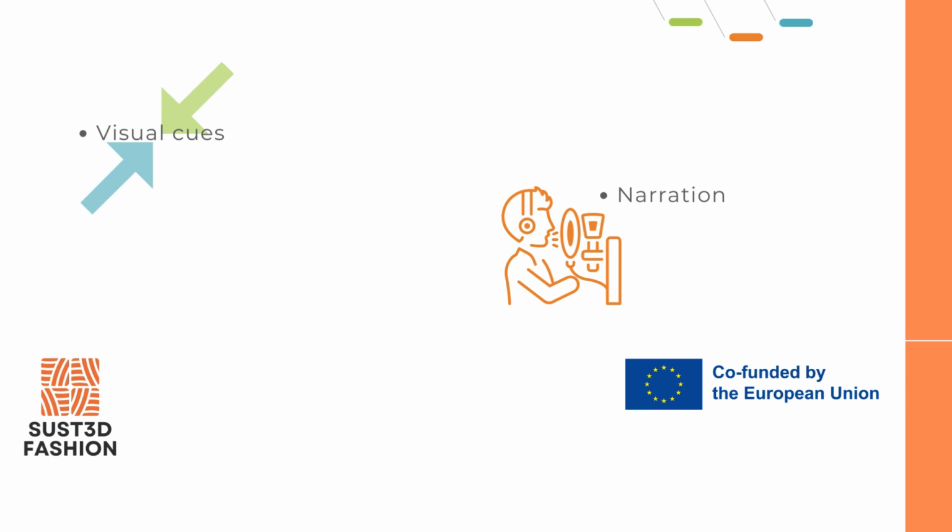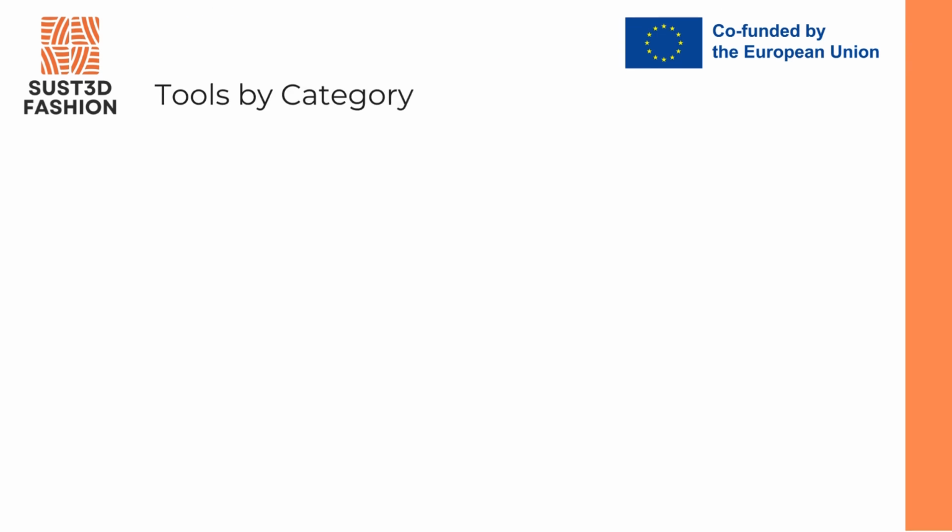Alright, let's dive a little deeper into the toolbox. There are a lot of great digital tools out there, but it helps to organize them by category. That way, you know exactly where to look depending on what you need. First up, LMS, or Learning Management Systems. These platforms, like Moodle or Opinio, are where you build and deliver full courses. You can track learner progress, add quizzes, and organize your content into modules. Think of it as your virtual training center.